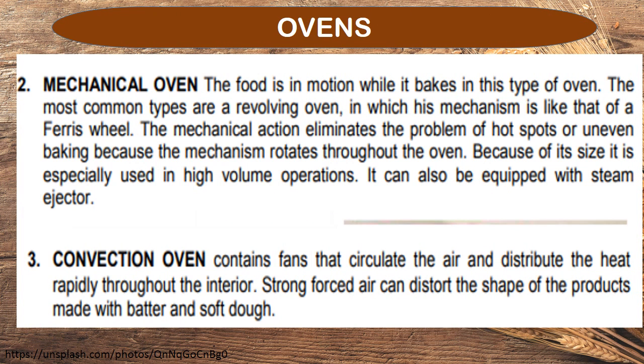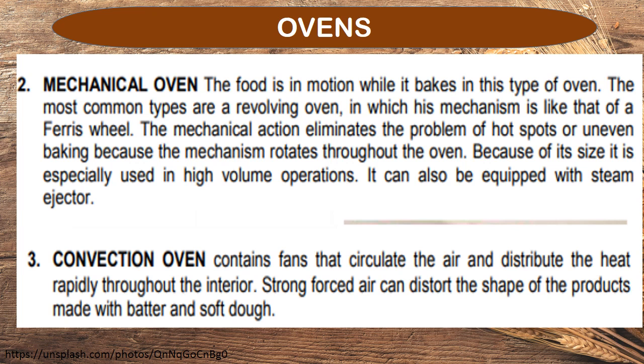Number 2 is the mechanical oven. The food is in motion while it bakes in this type of oven. The most common type is the revolving oven, in which its mechanism is like that of a Ferris wheel. The mechanical action eliminates the problem of hot spots or uneven baking because the mechanism rotates throughout the oven. Because of its size, it is especially used in high-volume operations. It can also be equipped with a steam ejector.